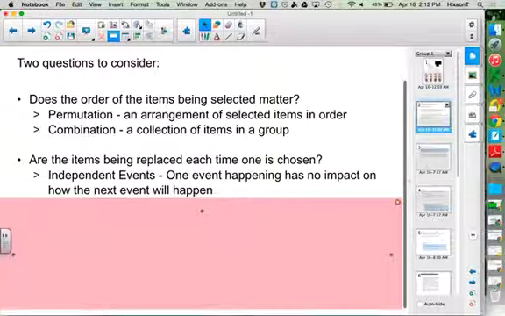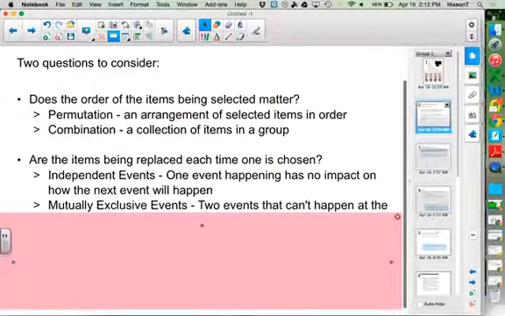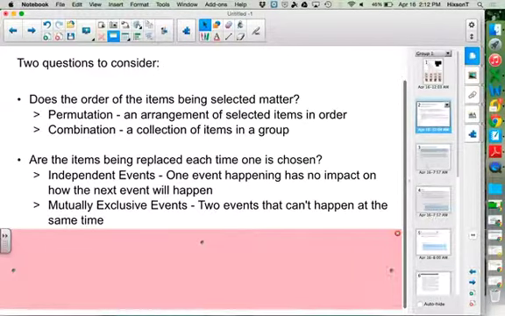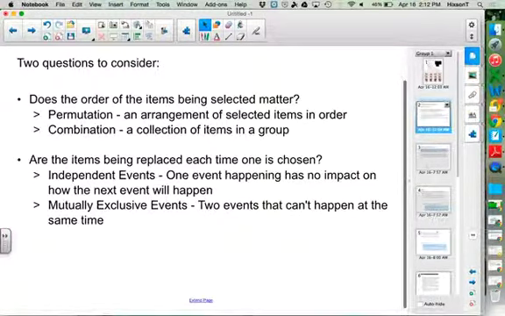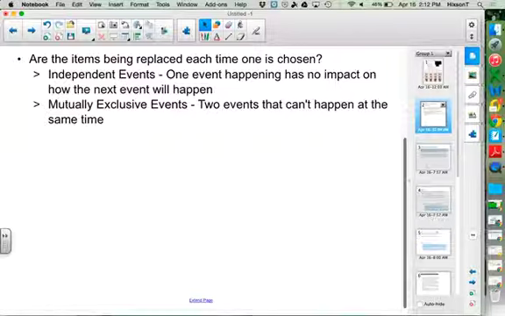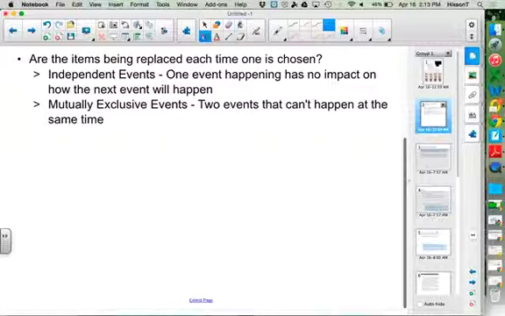Now, another concept that's somewhat related here, but I want to make sure that you get the term down, is mutually exclusive events. And here we're talking about two events that cannot happen at the same time. Okay? So let's think about rolling a die. Okay? Rolling a die.